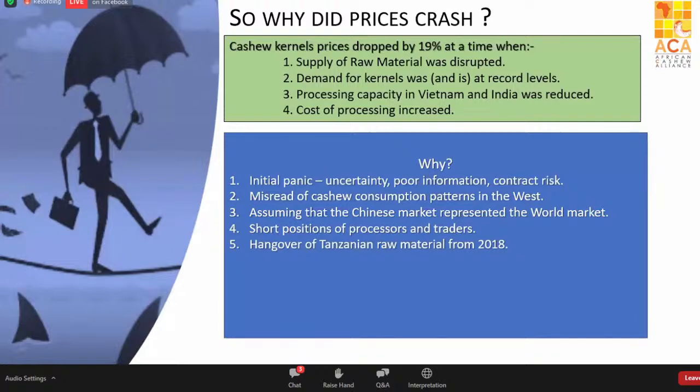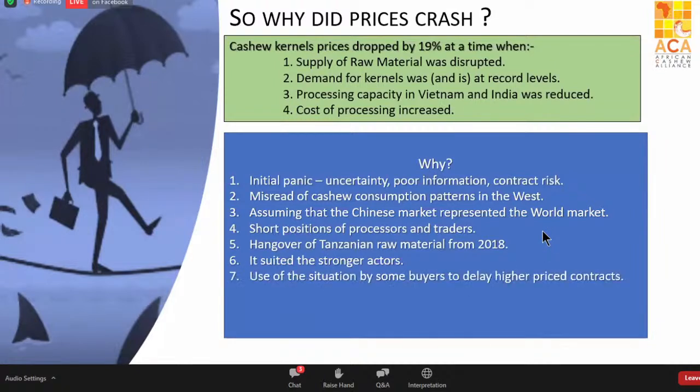There was a hangover of Tanzanian raw material. We'll come back to that from 2018 crop and 2019 crop, and that too has had an impact. As I've said, it suited many of the strongest actors that prices would fall, and I think there was probably a certain amount of tit for tat, delaying of high price contracts from buyers in order to manipulate the situation, and perhaps we're seeing the opposite of that right now from some of the processors who sold at the low prices.